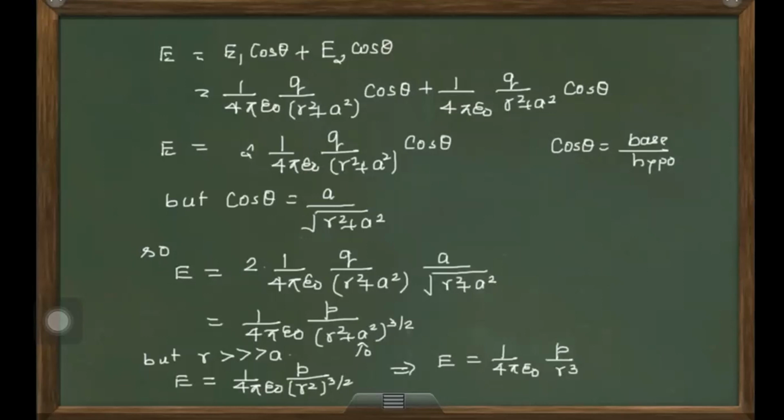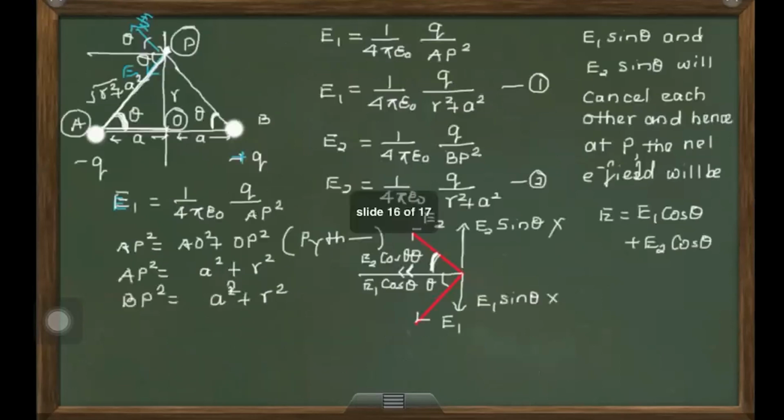If I have to write the vector value, what will happen? See, in the figure, when you have done it here, you have told that the net electric field will be due to E1 cos theta plus E2 cos theta. And what is the direction of E1 cos theta and E2 cos theta? That is from right to left. If we compare it with this figure, from right to left means what? From positive charge to negative charge. And you have told earlier that dipole moment has one direction, that is from negative to positive.